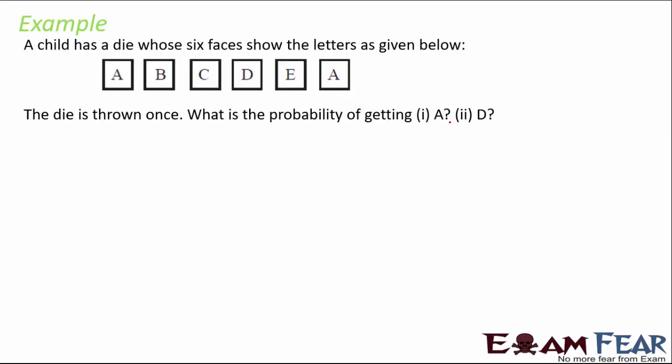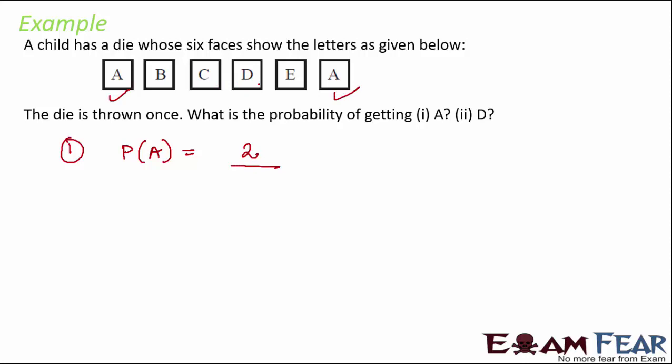Let's look at the next example. It says a child has a die whose 6 faces show the letters as given below: A, B, C, D, E and A. The die is thrown once. What is the probability of getting A? So probability of getting A will be number of favorable outcomes. So what are the possibilities that A might come? 1 and 2. So 2 is the number of favorable outcomes.